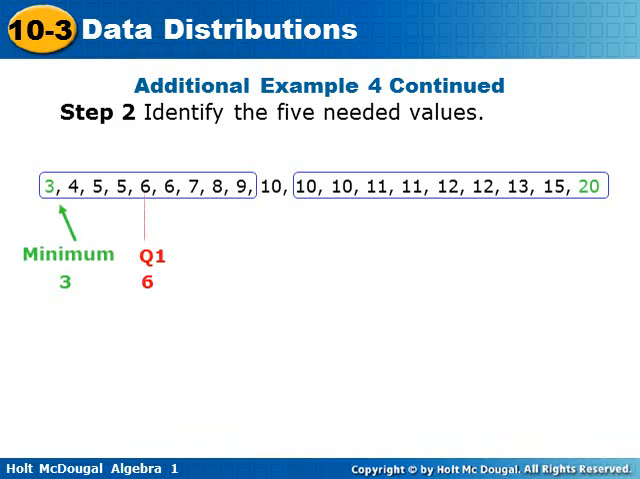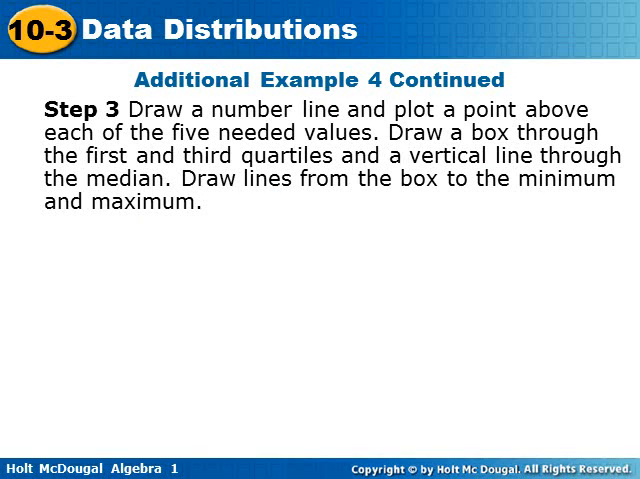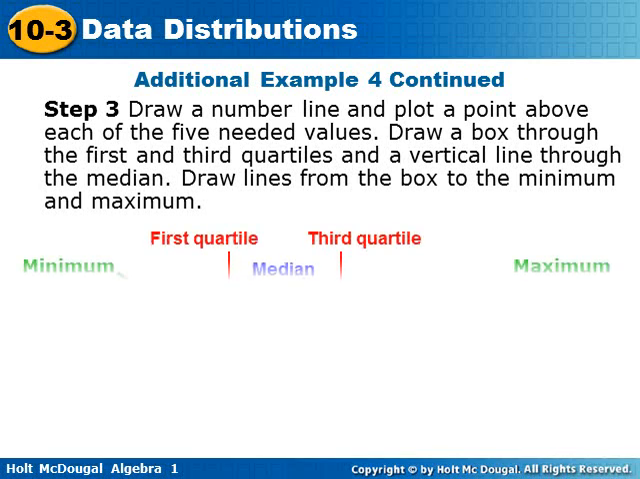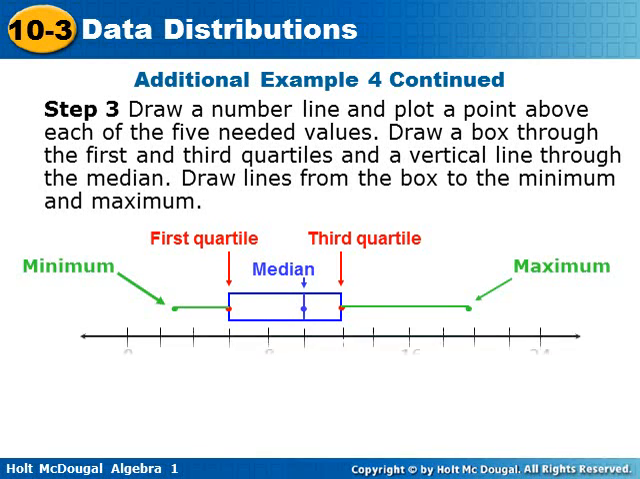3 is the minimum. For quartile 1, the median is 6. Quartile 2 is the median of the entire set of data, which is 10. Quartile 3 is the median of the upper set, or third quartile, which is 12. And 20 is the maximum. Step 3, draw a number line and plot a point above each of the 5 needed values. Draw a box through the first and third quartiles and a vertical line through the median. Draw the lines from the box to the minimum and maximum.